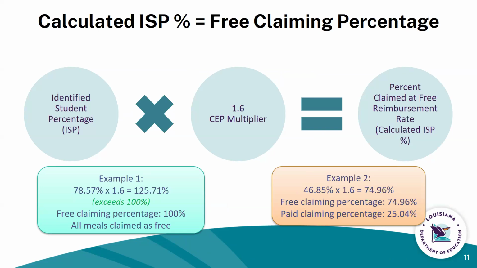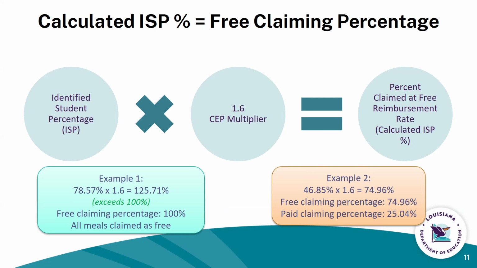So your calculated ISP percentage is your free claiming percentage. The way you calculate it is the ISP multiplied by 1.6 equals the percentage of meals claimed at the free rate. So the ISP multiplied by 1.6. The remaining meals served, up to 100%, are reimbursed at the paid rate.